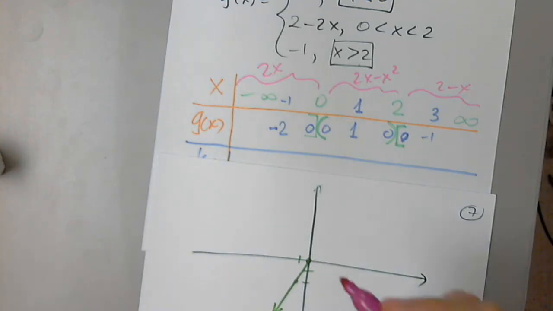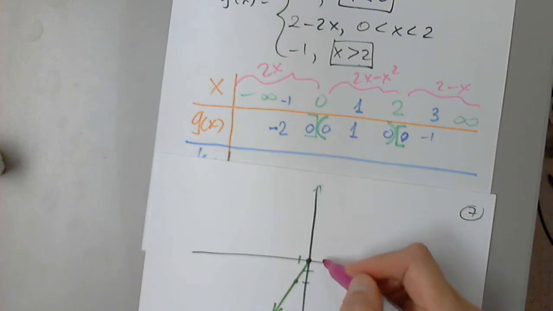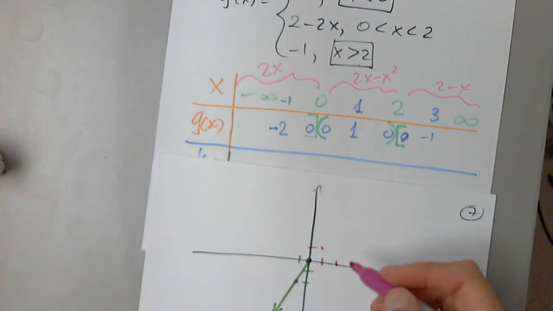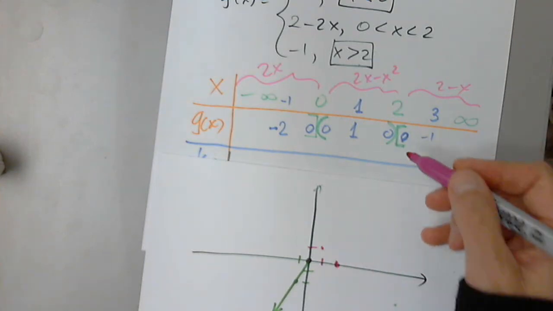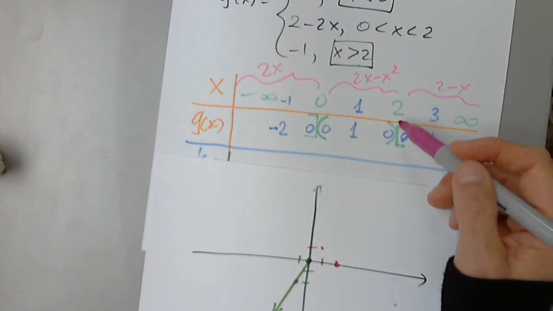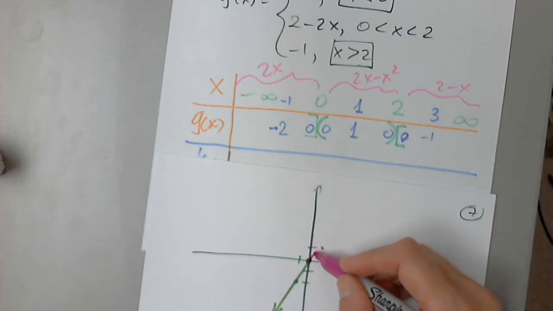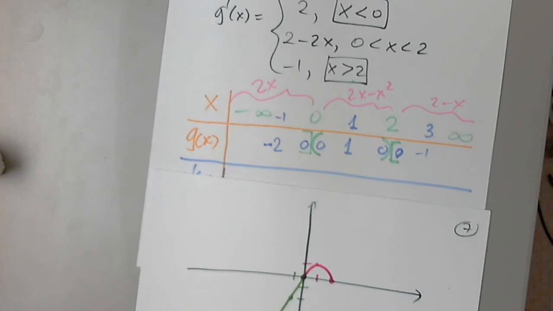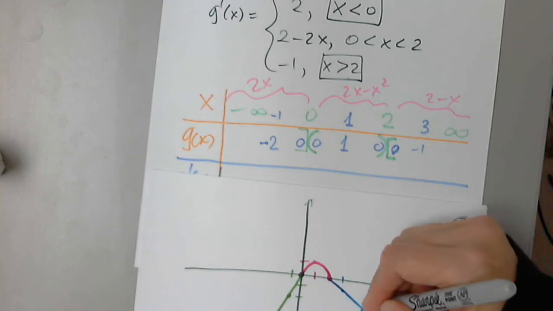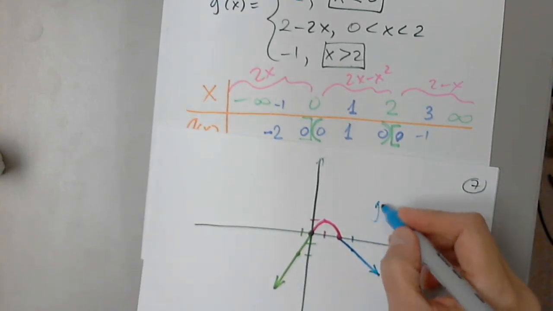The second piece starts at 0, 0. It is 1, 1, and it is 2, 0. Open, but I have to come back and close it. But this is a quadratic function opening downward. So this is the graph. And the last piece, 2, 0, and 3, -1. And this is the graph of g of x.